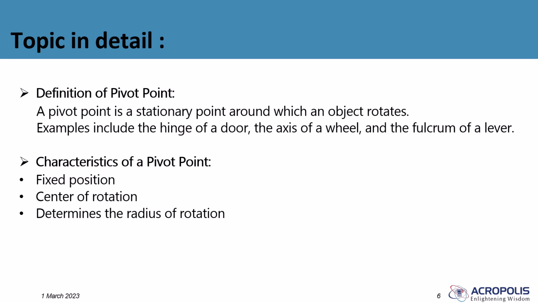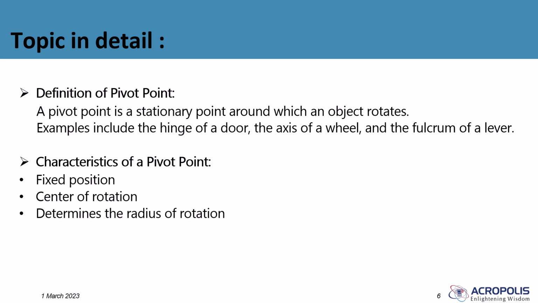A pivot point is a stationary point around which an object rotates. Examples include the hinge of a door, the axis of a wheel, and the fulcrum of a lever. The key thing to remember is that the pivot point remains fixed while the object rotates around it.